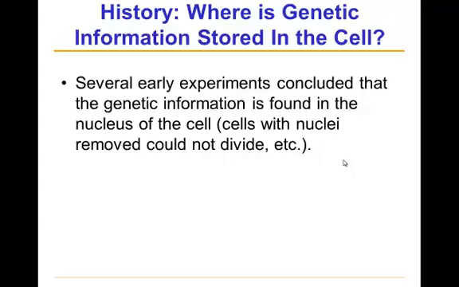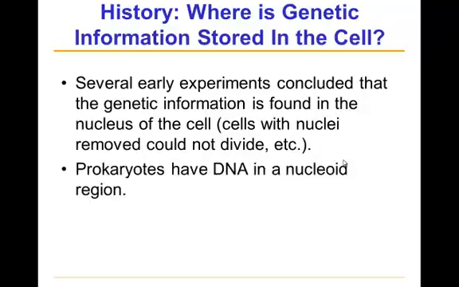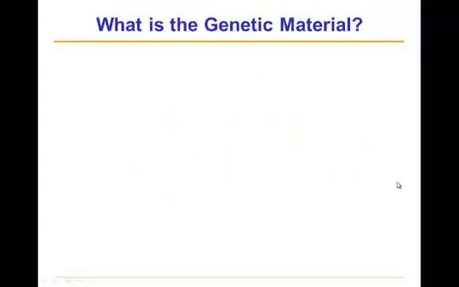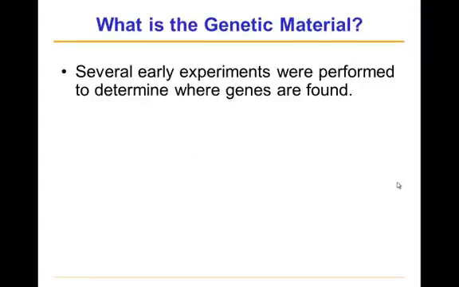And just to remind you, bacteria are also alive, but prokaryotes have DNA, it's just in a region. It's just not inside a nuclear membrane. And so when we talk about genetic information, that is the hereditary information. And of course, once we understood that the genetic information resided in the nucleus, then we want to know what is this genetic material. And so lots of early experiments were performed trying to figure this out.